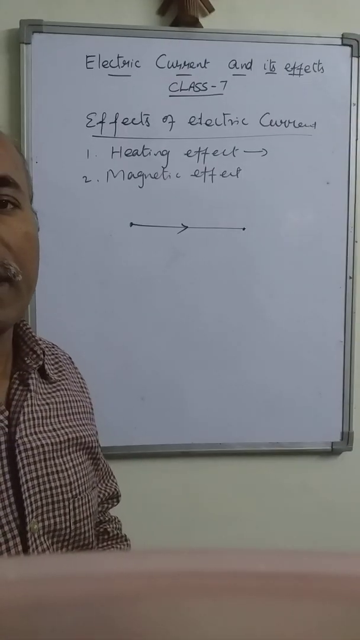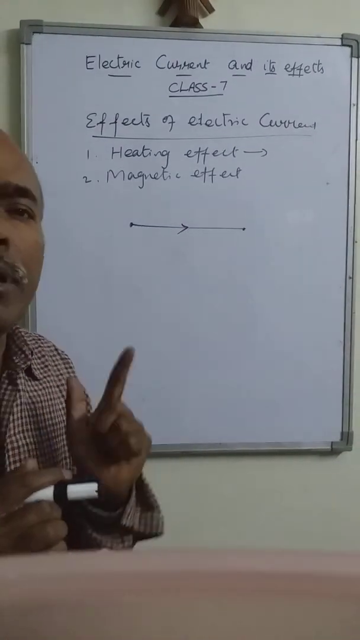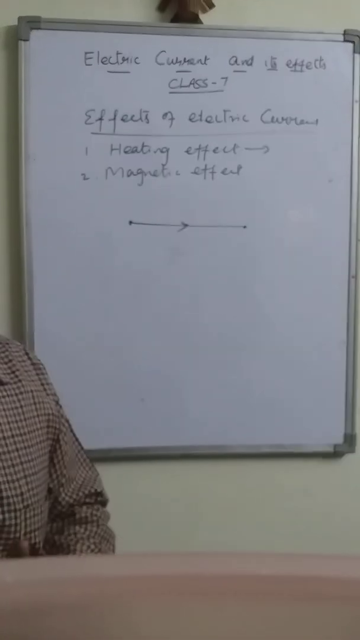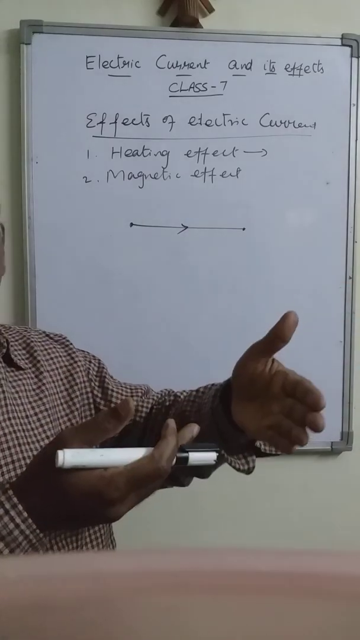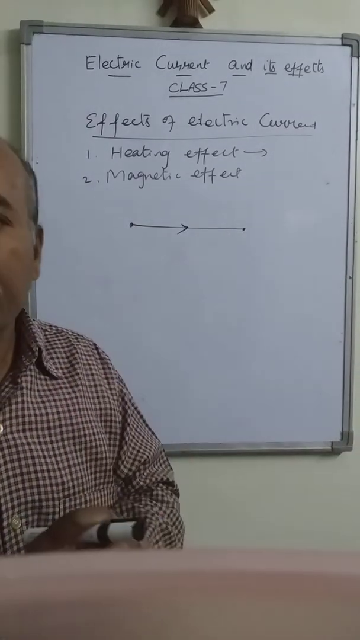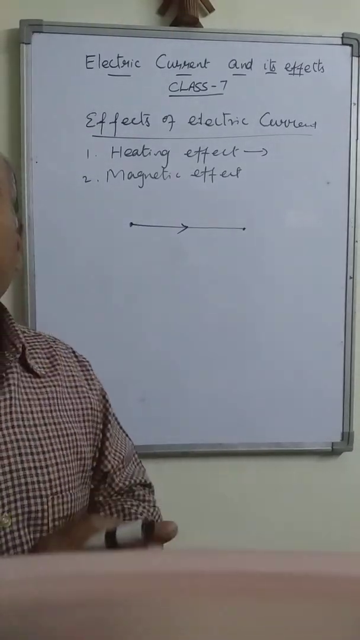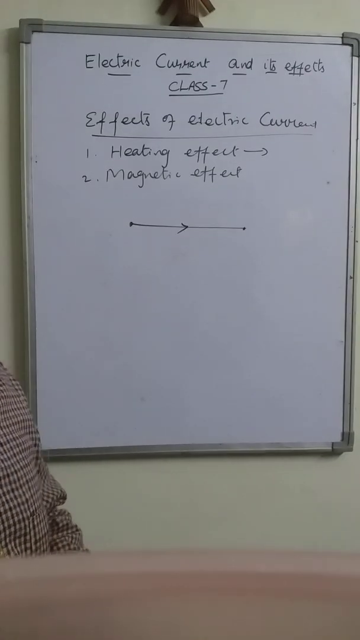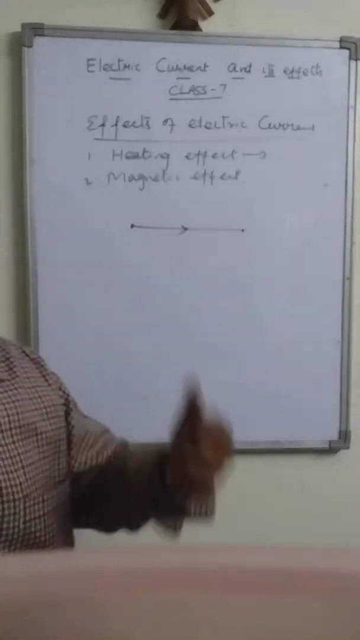In the next class, in class 8th, you will study about the chemical effect of electric current. That is also one of the effects of electric current. When we pass electric current through any solution, any substance, its chemical nature changes. Chemical reaction takes place. That we call the chemical effect of electric current. That you will study in class 8th. Here we are going to discuss these two effects of electric current one by one.